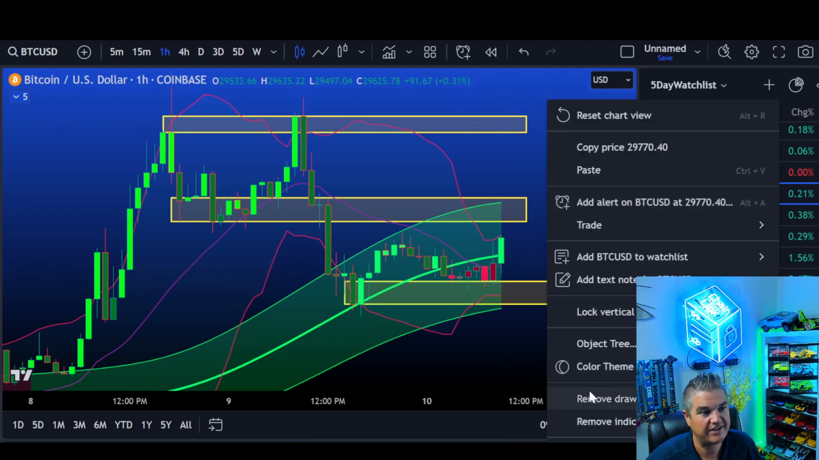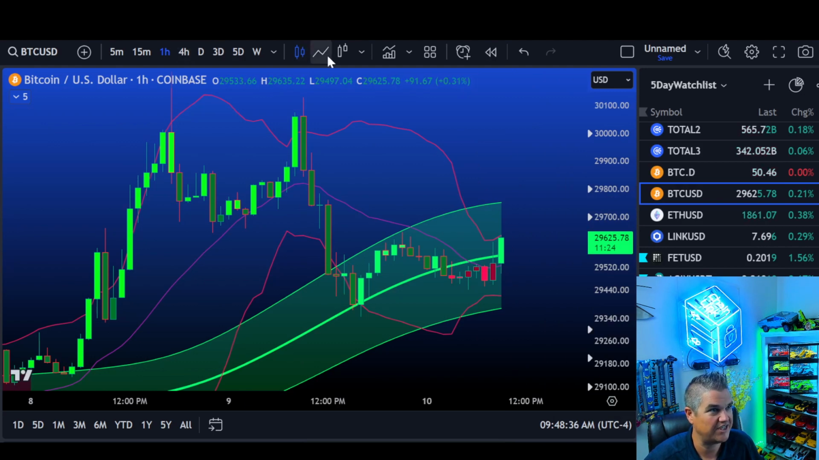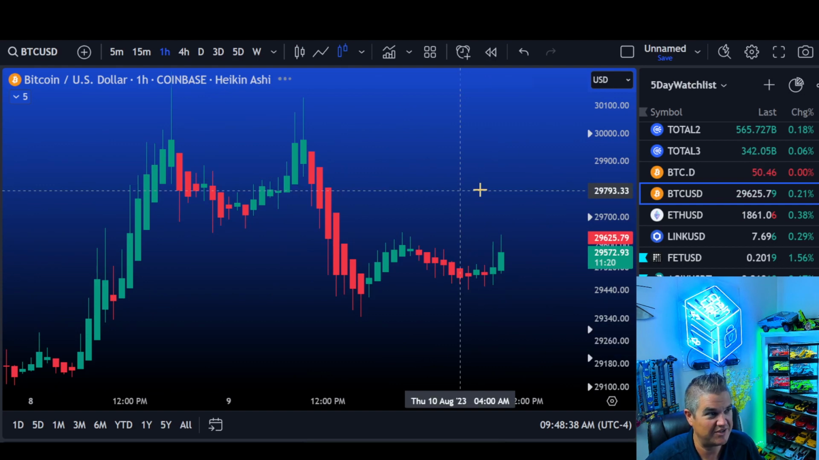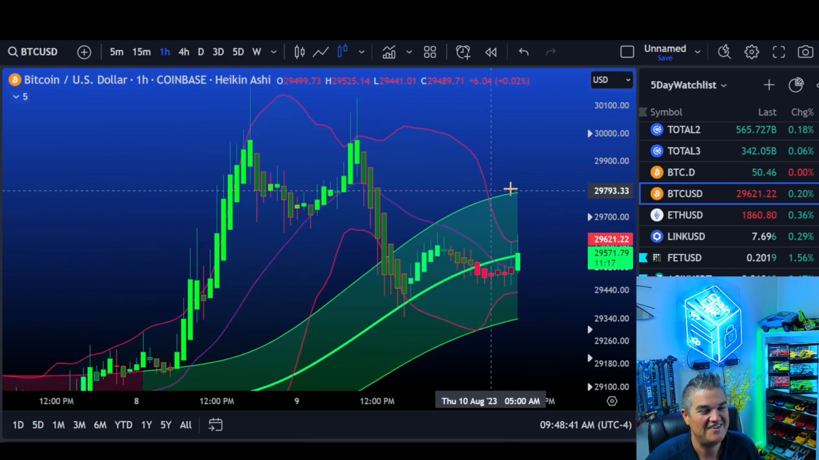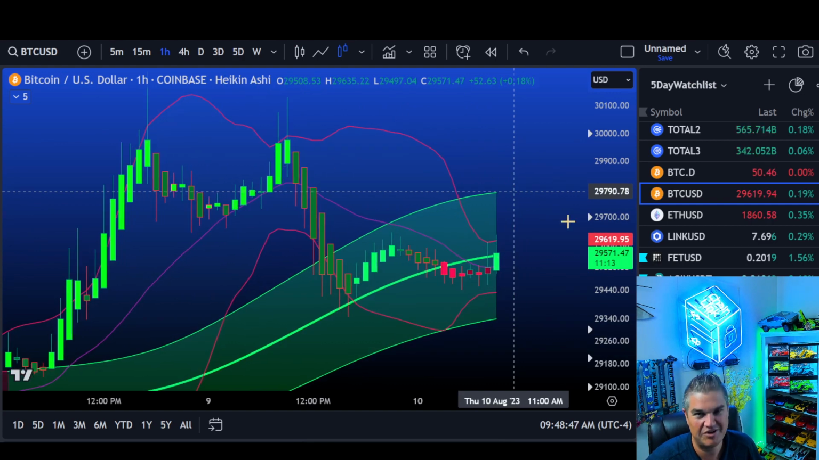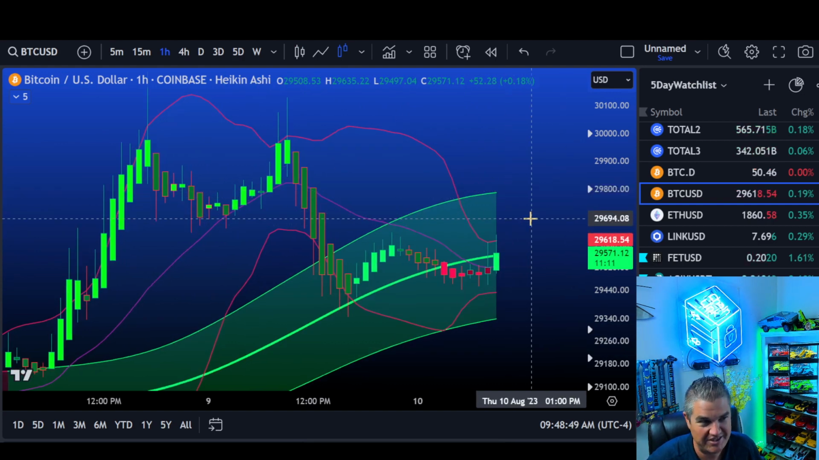Now let's remove this and let's talk about Heikin-Ashi candles, to keep this video as short and sweet as possible for those of you that have attention spans of chicken sandwiches. All right, so Heikin-Ashi candles, how the hell do you use these? Well, it's the inverse of the traditional Japanese candlesticks.